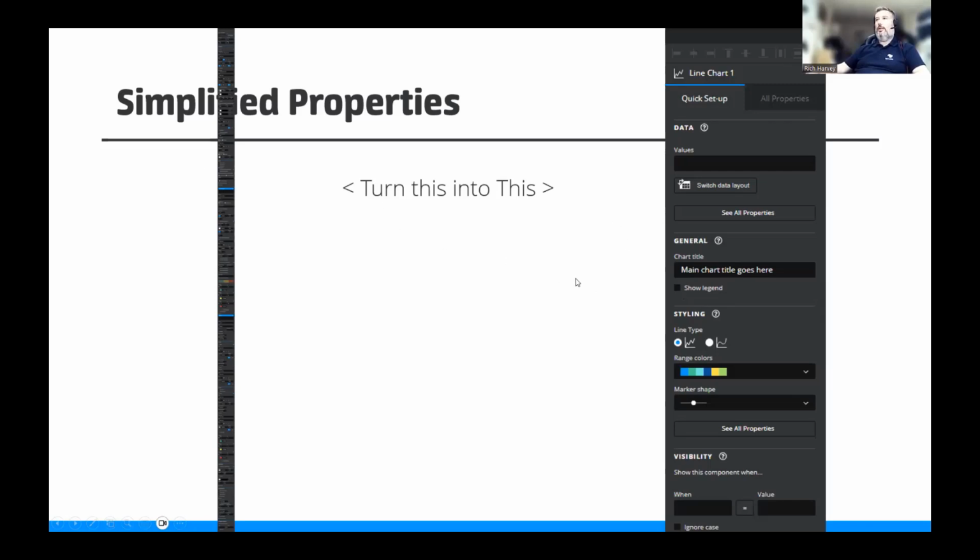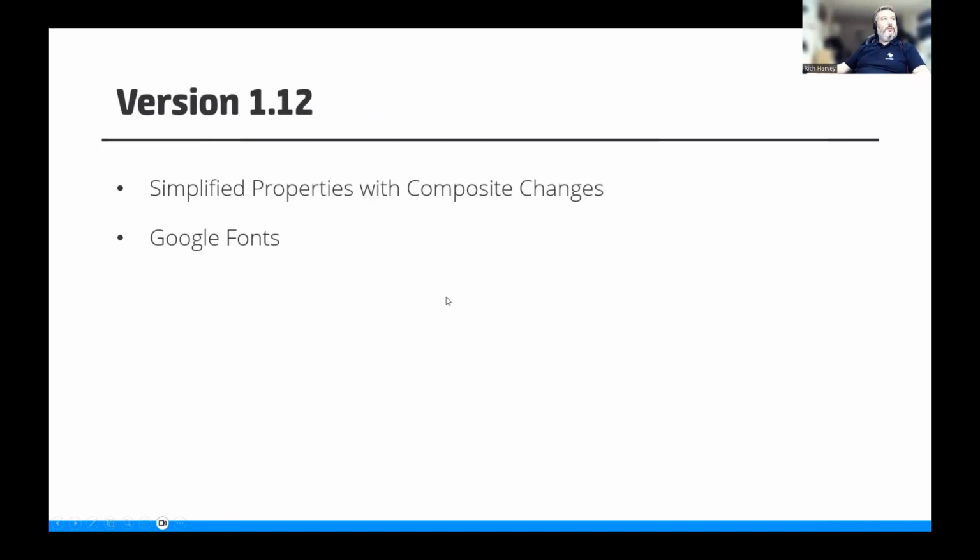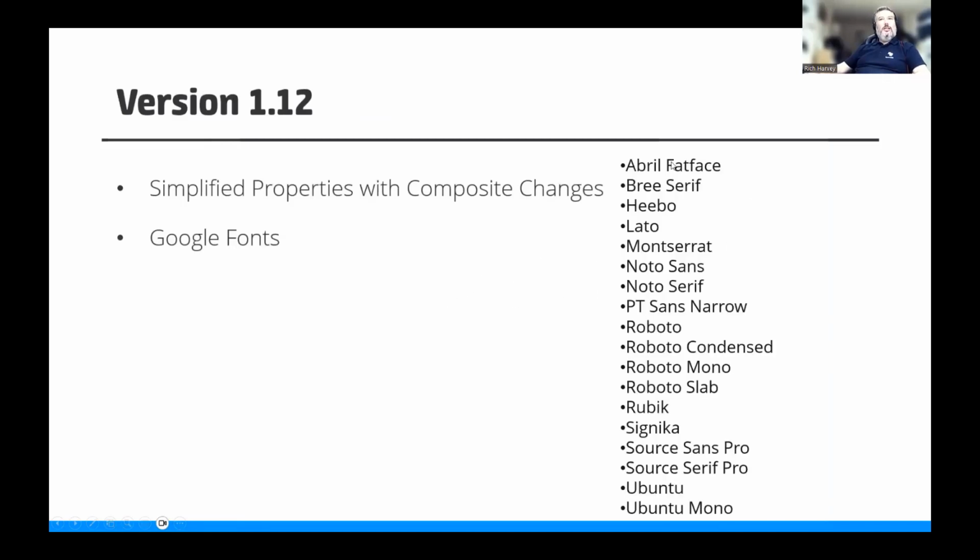So this was a big piece of work that we did for 112. A couple other things that we threw into 112 as well. We added support for external Google fonts. There's a handful in here at the moment that we can support natively. We're working on a mechanism of allowing you to add your own Google fonts so that you're not restricted to just the fonts that we've got.